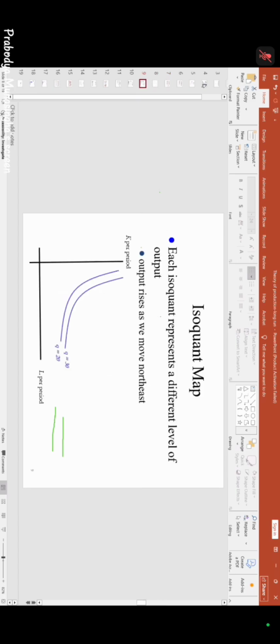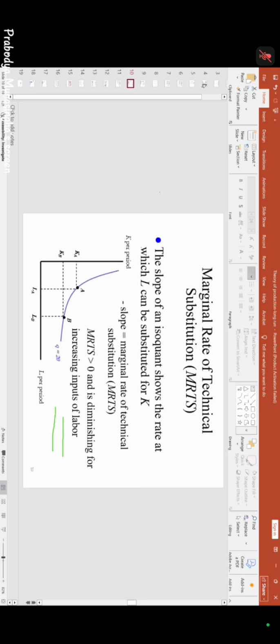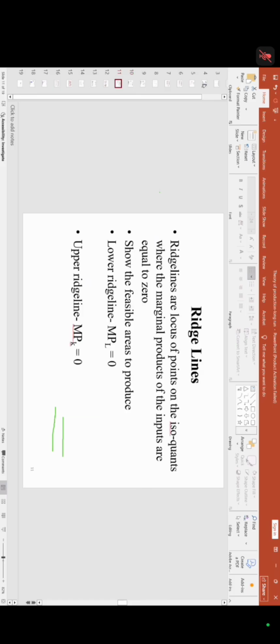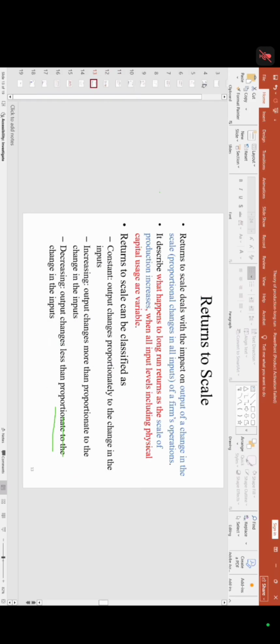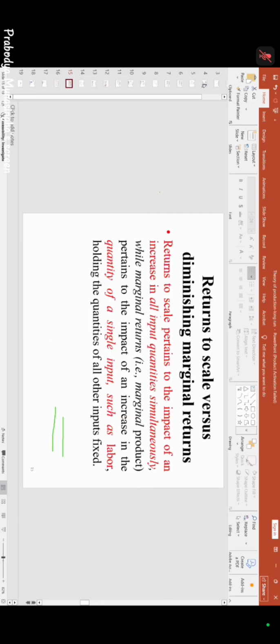Yes, and we learned ridge lines. The lower ridge line is in the area of labor. The upper ridge line is the area of capital. And you learned what the economic region of production is. And you learned about returns to scale. And also returns to scale versus diminishing marginal return.